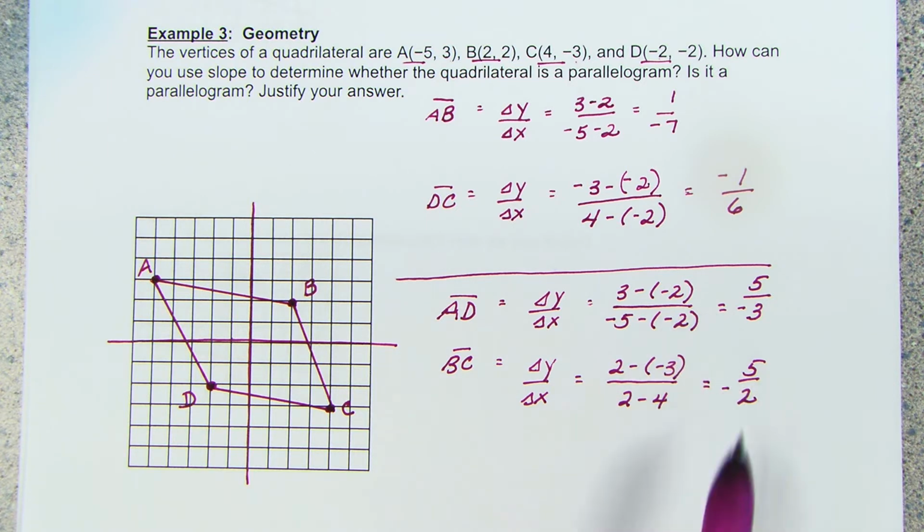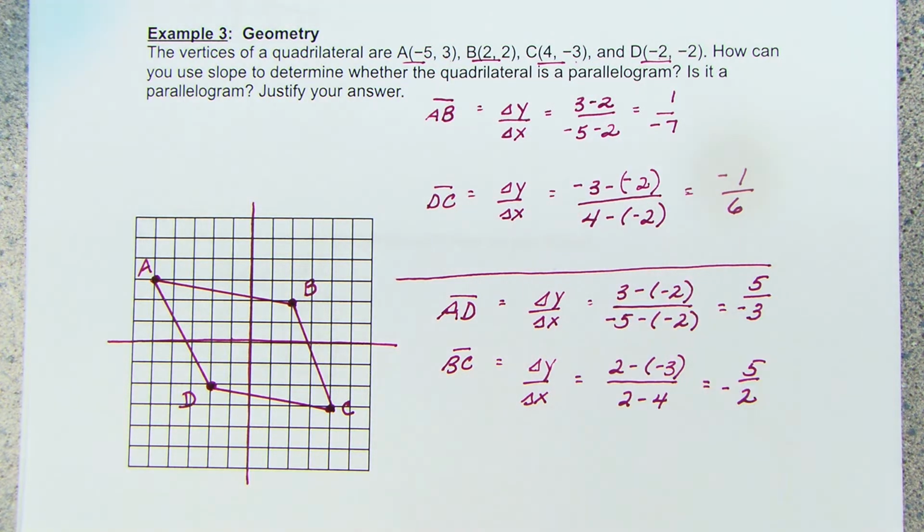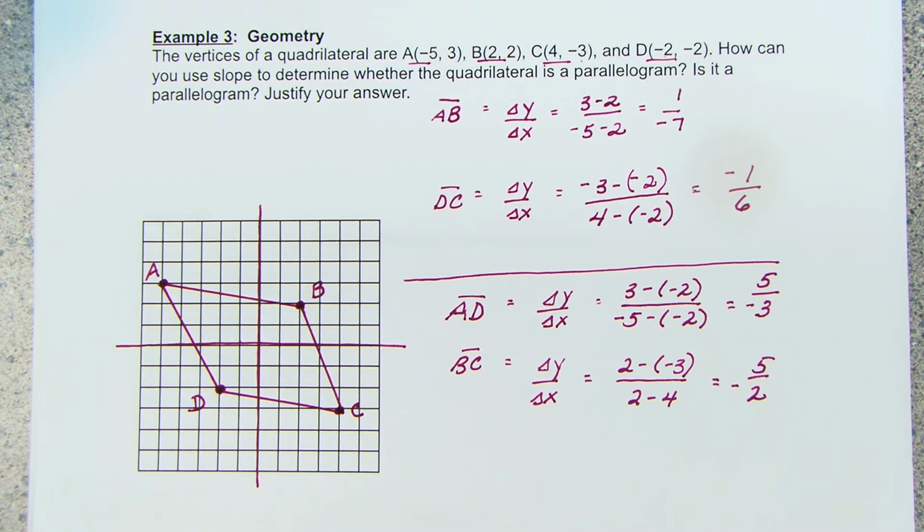We leave it as an improper fraction, but you can see that the fractions are not the same. So it is not a parallelogram. If these two numbers had been the same and these two numbers had been the same, it would have been a parallelogram. We might look just a little bit.